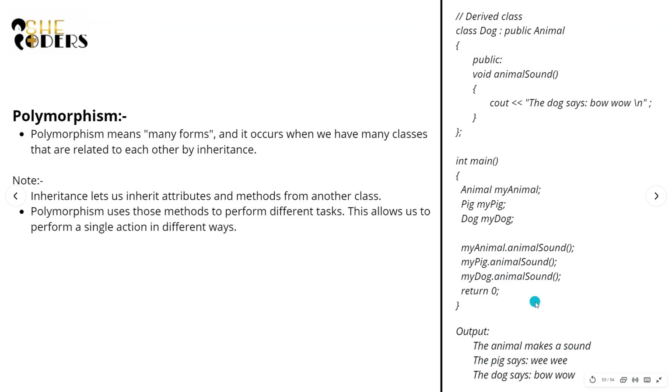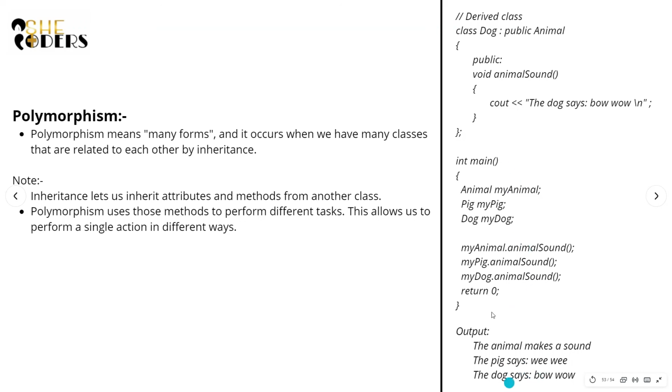So the output will be just like that, because in the animal sound there is the sentence the animal makes a sound, and in the pig object, the animal sound function that is inside the pig class, it is the pig says wee.